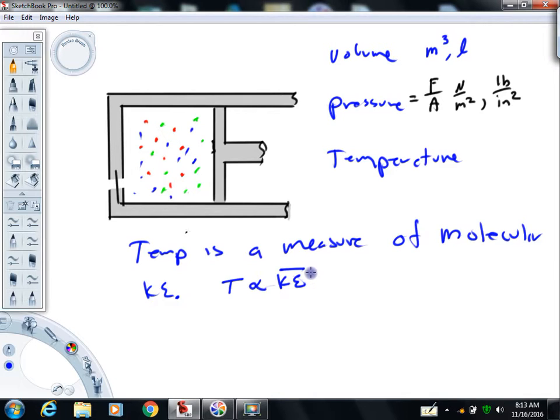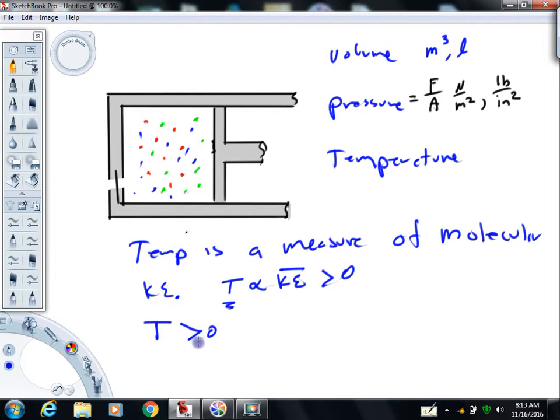Also, because of how it's calculated, kinetic energy is always greater than zero. These things are always positive. You can't have a negative kinetic energy. That puts a bottom floor to a temperature measurement. Temperature measurements are always greater than zero.